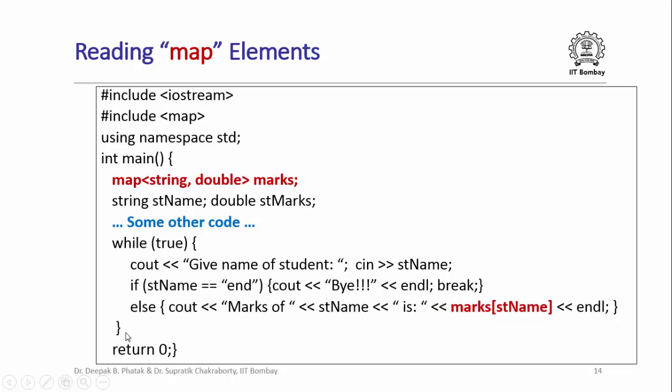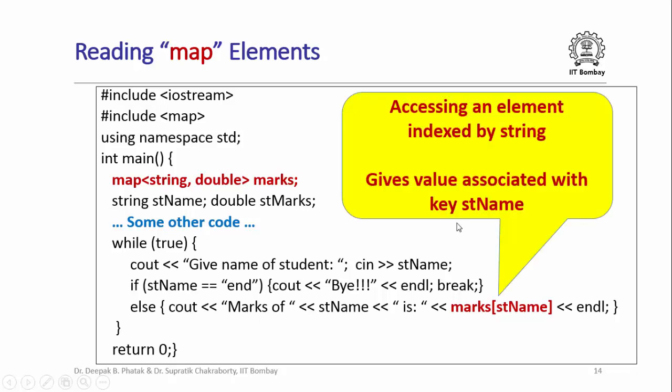Here I have a program which looks similar to what we had earlier, except that here I'm taking from the user the name of the student, and instead of writing the marks of the student in this map indexed by the name of the student, I'm going to read out the marks of the student from this map indexed by the name of the student. So here is where I'm printing it out. I'm saying marks of the student is, and I'm indexing the map marks with the name of the student, which is a string. And when I do this indexing, I will get the value, which is a double quantity, and that will get printed out.